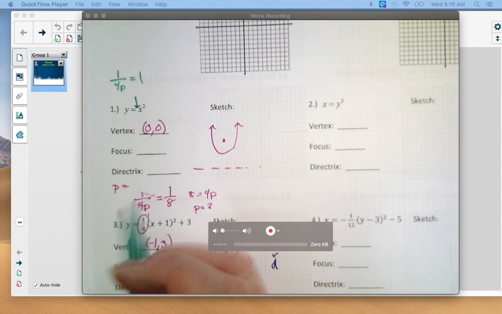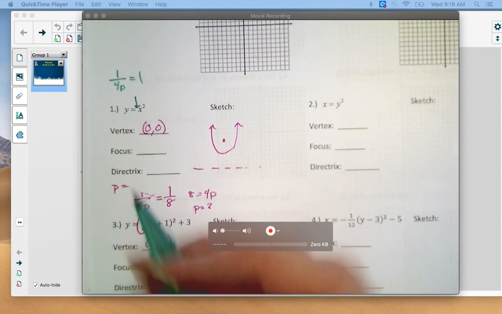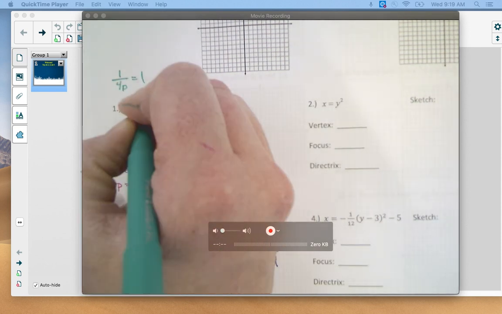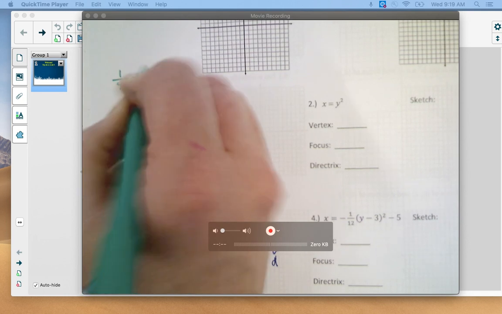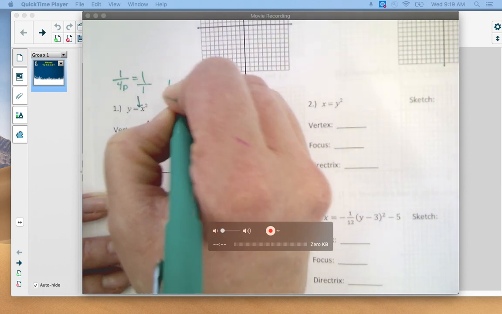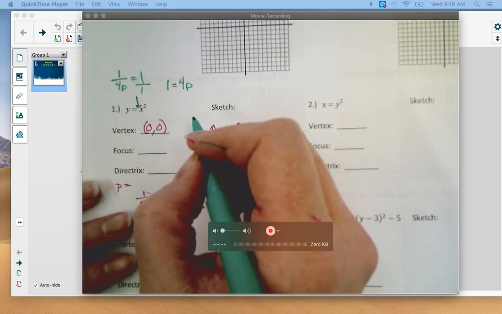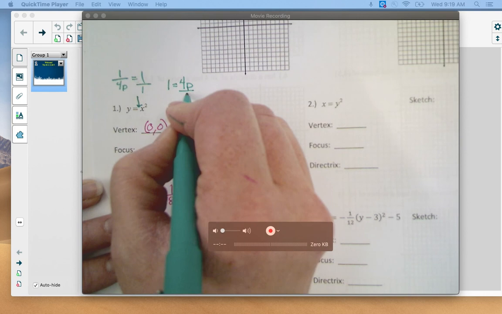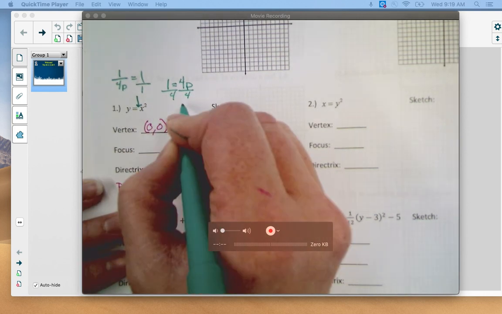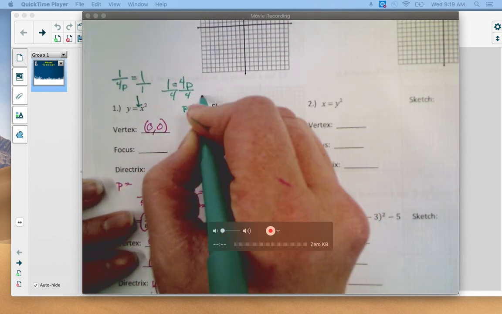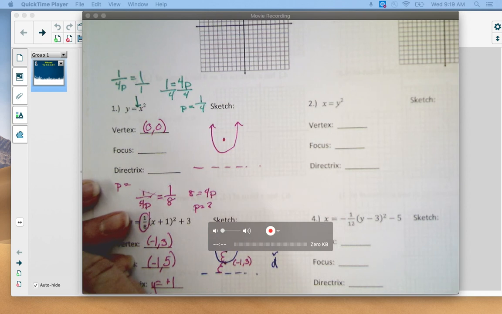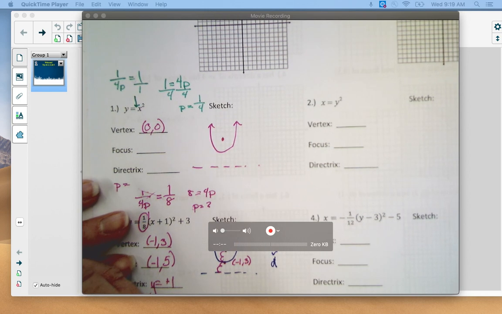But what value could I plug in there? If you're not sure, could I cross multiply? Make 1 a fraction, 1 over 1. So I would have 1 is equal to 4p. Divide by 4. So p would be equal to, do we agree with 1/4? Are we okay with that?